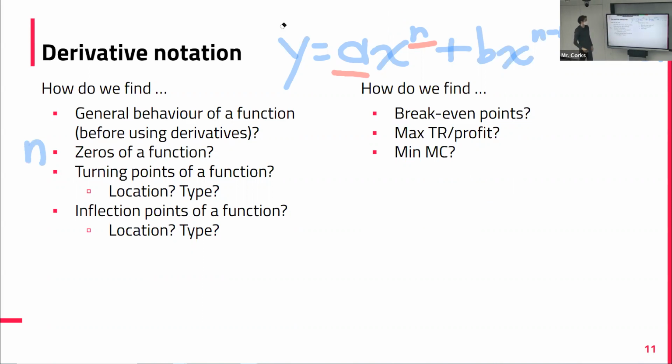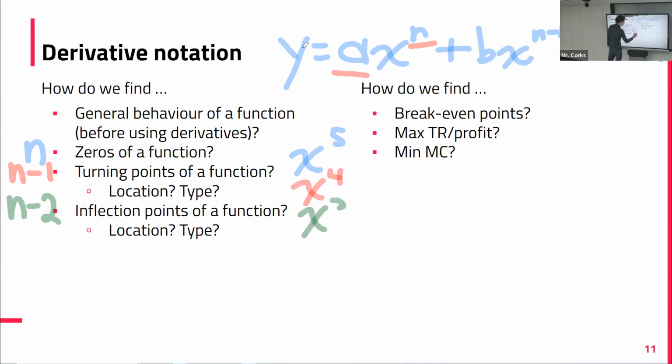What about turning points? What's the maximum number? Okay, n minus 1 turning points at most, and how many inflection points? n minus 2. We're going to the second derivative. So this should kind of make sense, because if we had an exponent of 5, and then did a derivative, the largest exponent would be 4. If we did a derivative again, the largest exponent is 3, and so on. Eventually, we just get to an x with no exponent. That would be a straight line that can only cross one time.